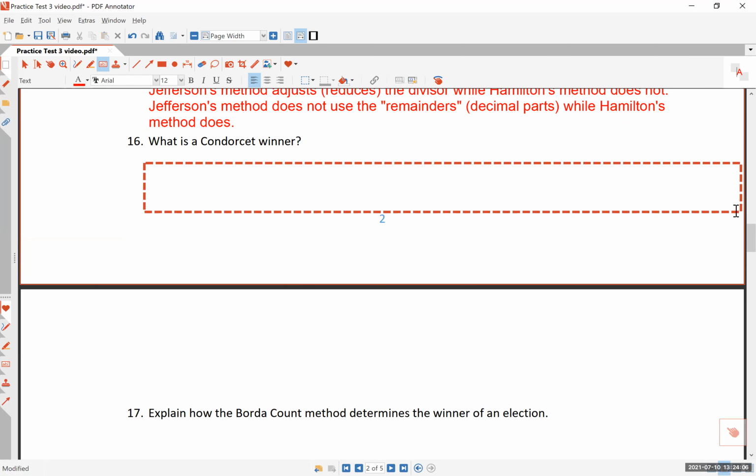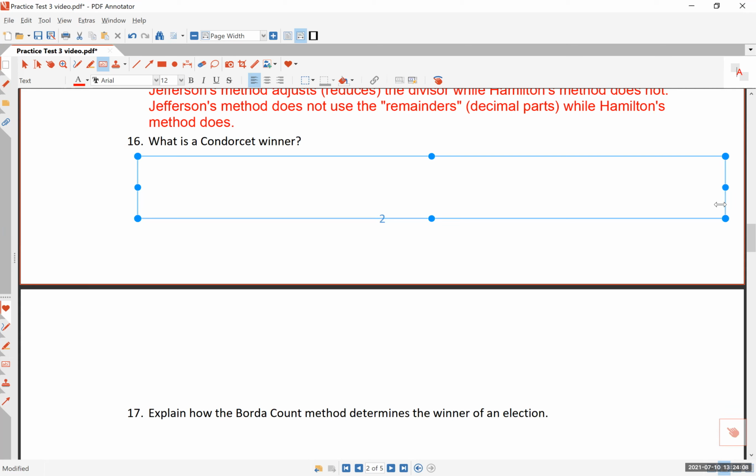All right, what is a Condorcet winner? Okay, so if you hold an election with a preference schedule, there may be a Condorcet winner, there may not. Okay, but what is a Condorcet winner?